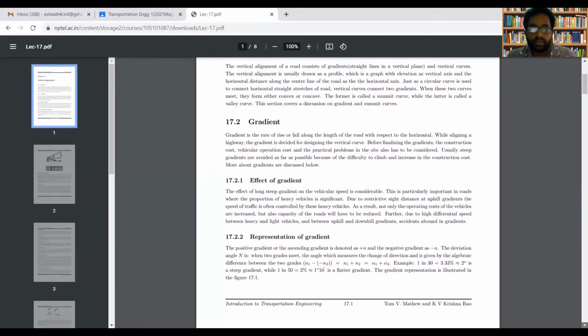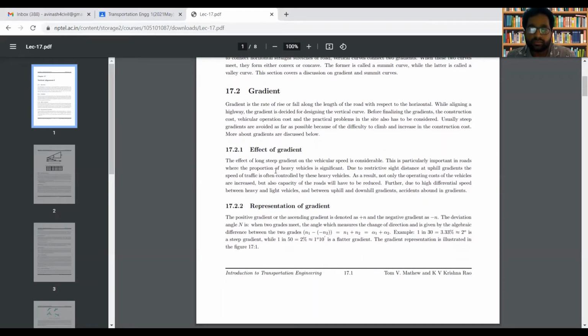Now, what are the effects of gradients? The effect of a long steep gradient on vehicular speed is considerable. This is particularly important in the case of roads where the proportion of heavy vehicles is significant. Now, how will we represent the gradients on the road? I told you that gradients will be of two different forms. It can be either a positive gradient or ascending gradient, which shows climbing up the hill. In some cases, the gradient will be negative or descending, which shows climbing down the hill.